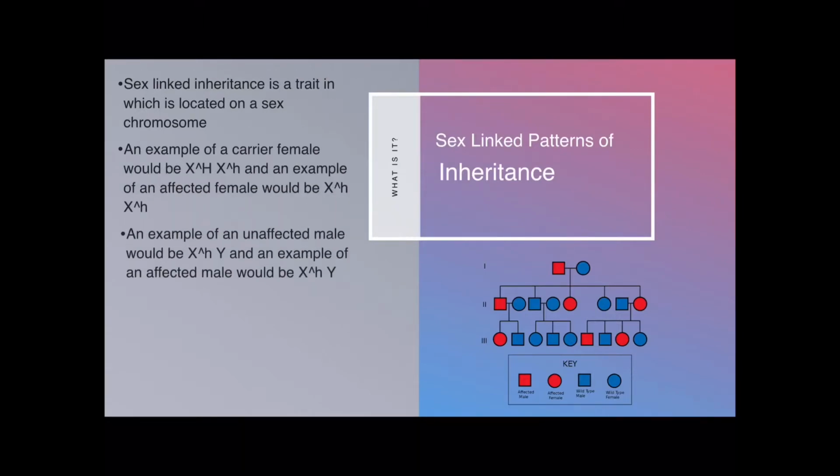An example of an unaffected male would be capital X, capital H, capital Y, and an example of an affected male would be capital X, lowercase h, capital Y. Sex-linked disorders are more common in males because they do not have the same backup chromosome that females do. So in this example, if they get at least one lowercase h allele, they will automatically have the disease, whereas if a female were to have one lowercase h, they would just be a carrier and they wouldn't actually have the disease.